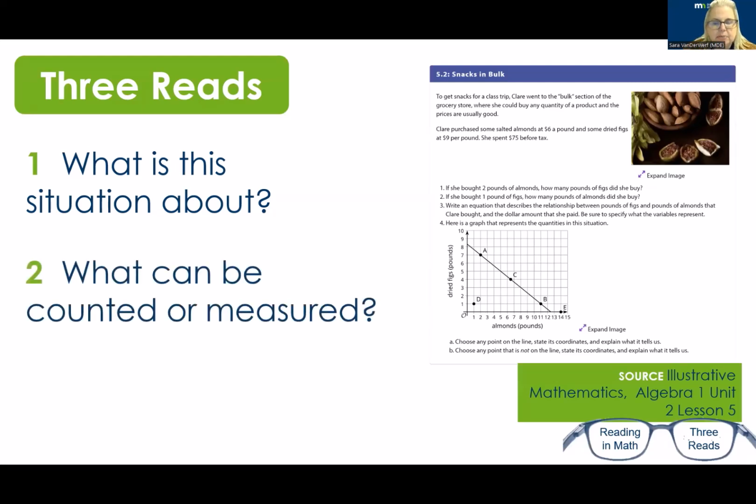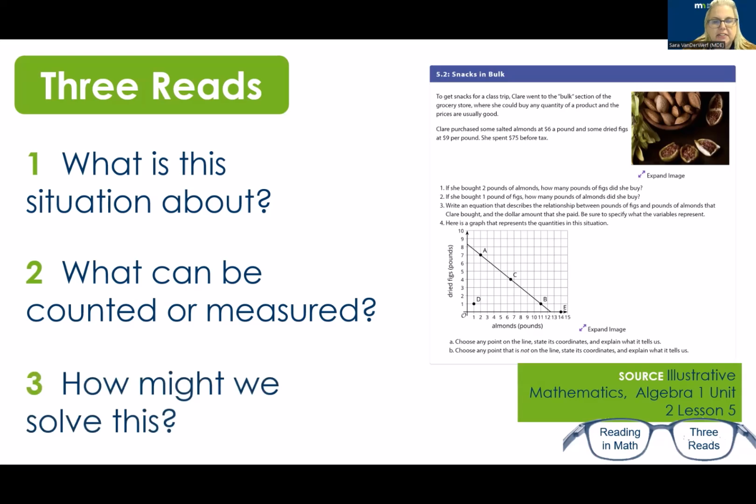The second question I'm going to ask you as we read it a second time is, what can be counted or measured? The third question I'm going to ask is, how might we solve this? And again, we'll read the task 3 times before we do this.